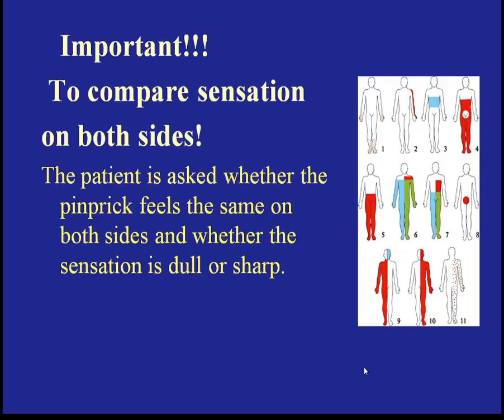Very important to compare sensation on both sides. When we touch the skin, we don't know what our patient can feel. This is absolutely subjective. If he or she says yes or no, we absolutely cannot appreciate this. It's subjective. So we have to compare with the symmetrical part of skin. The patient is asked whether the pinprick feels the same on both sides and whether the sensation is dull or sharp. And this is how we can map out the distribution of sensation abnormalities.